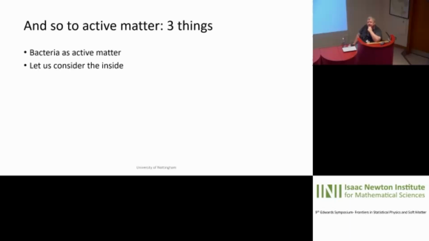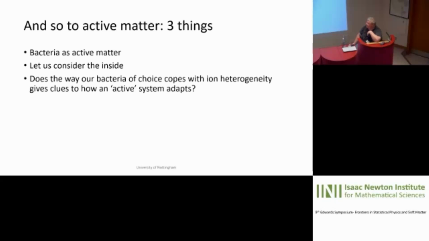We need to consider the insides of these things and what's going on, if you want to describe things at the top level as well. And does the bacteria of choice cope with heterogeneity? That gives a clue to how these active systems adapt, because adaptation in biology, that's evolution, that's what's going on. But how do you put that sort of description together? So those are my thoughts, really, throwing that out on that system.